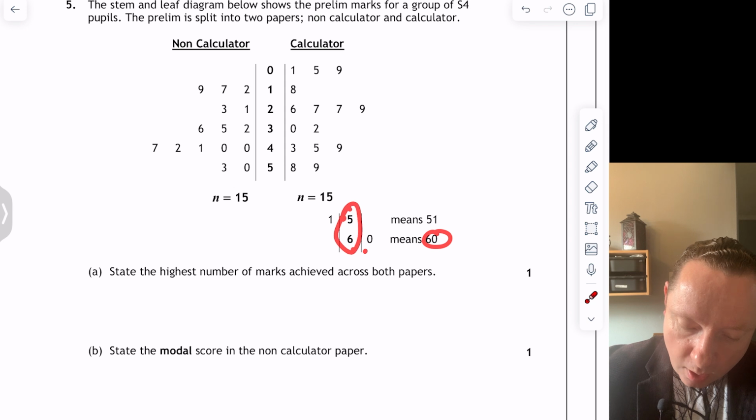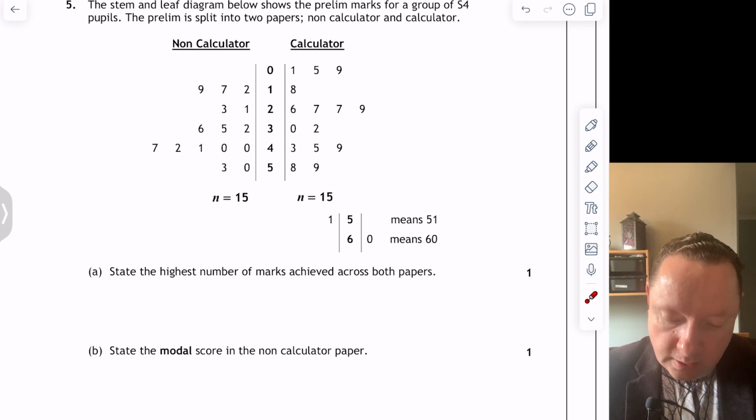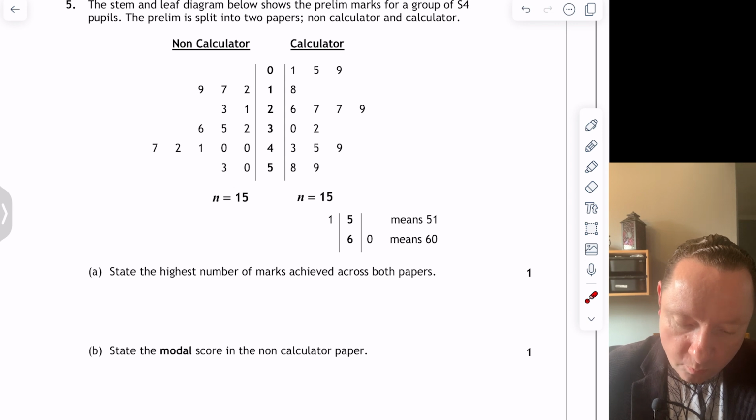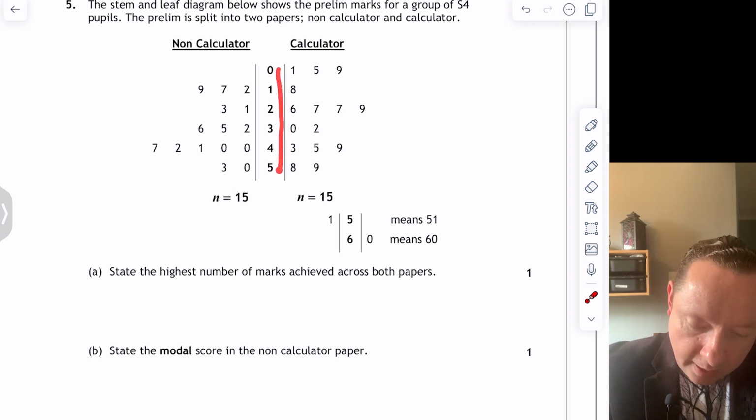Notice this is the middle part. The middle part's the tens, and the right or left side is the units. So let's read this. 3 and 0 is 30, or 5 and 3 is 53. State the highest number of marks achieved across both papers. So the highest tens is 5, 53, 59. 59 is the answer.